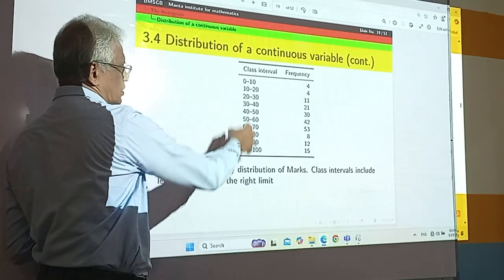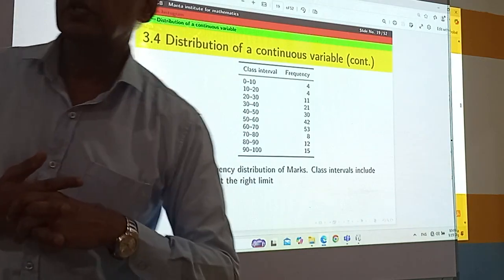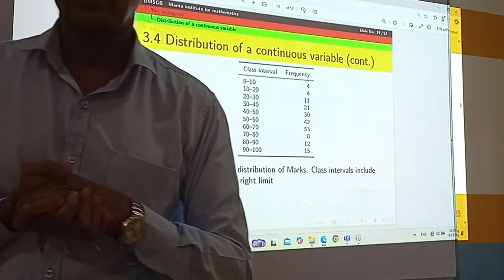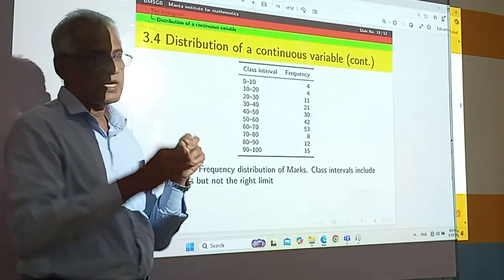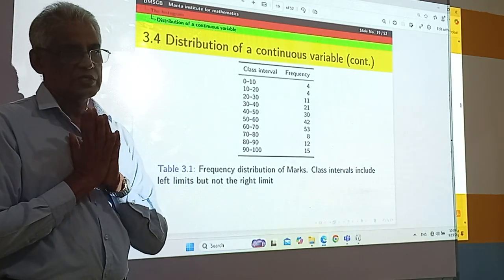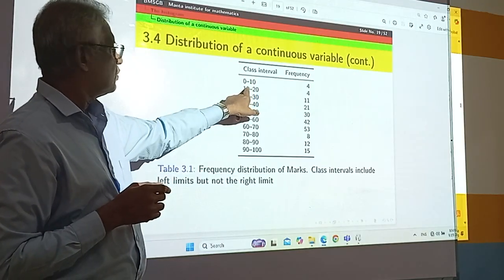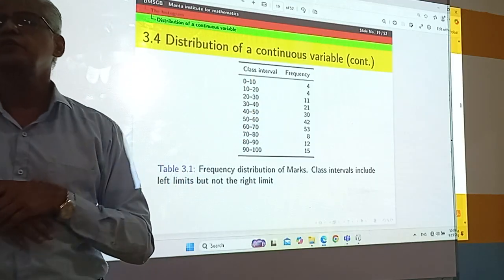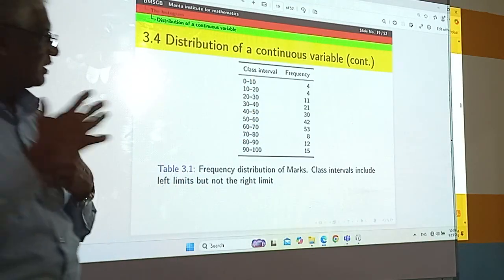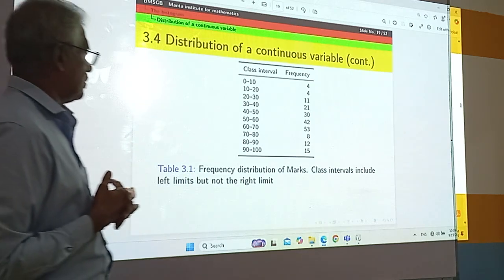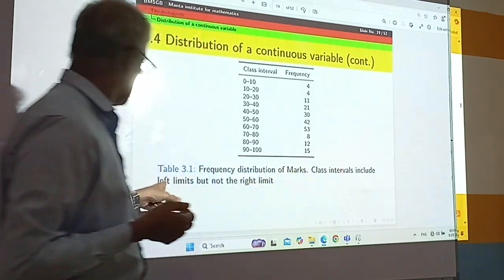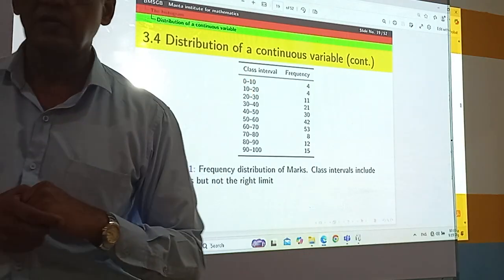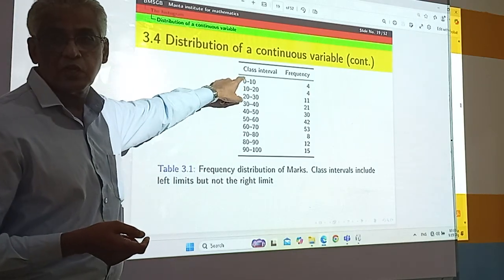If you just look at this, there can be confusion. Suppose the marks of some student was 10. To which interval does that person belong? Whether this one or this one. So if somebody gives you this kind of intervals, it's better to clarify that. I have clarified that class intervals include left limits but not the right limits. So if somebody's marks was 10, that person would be included here, not here.